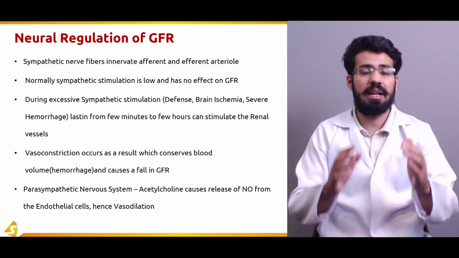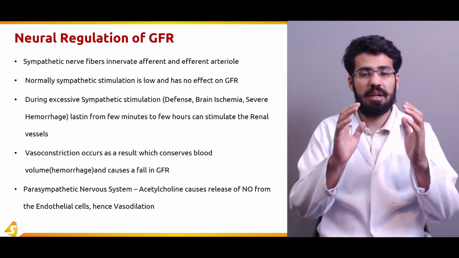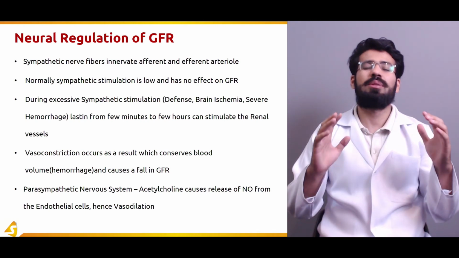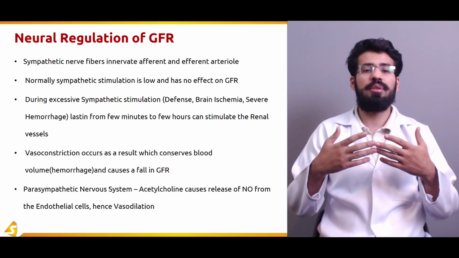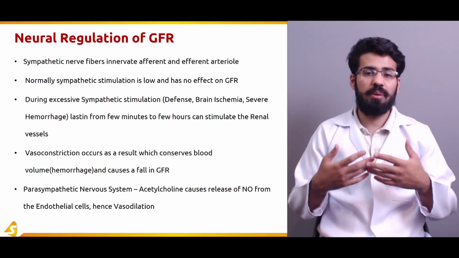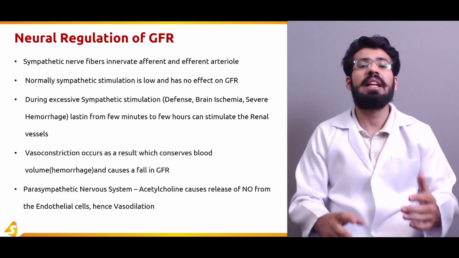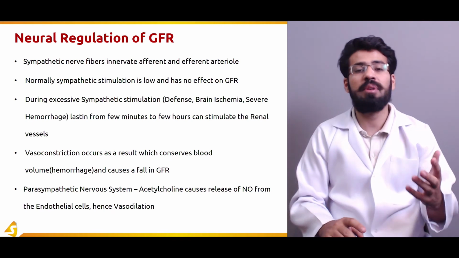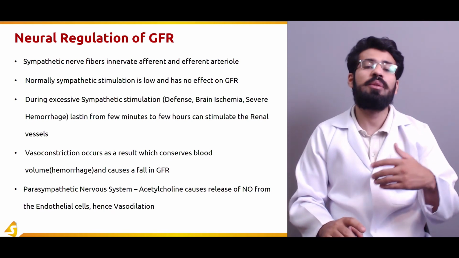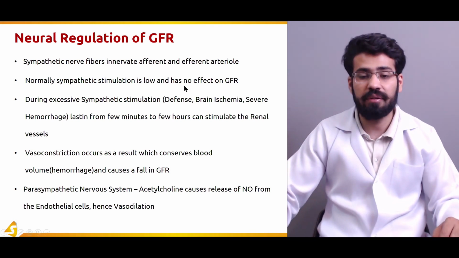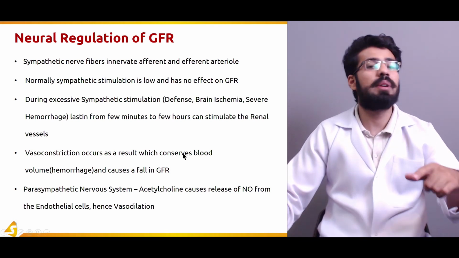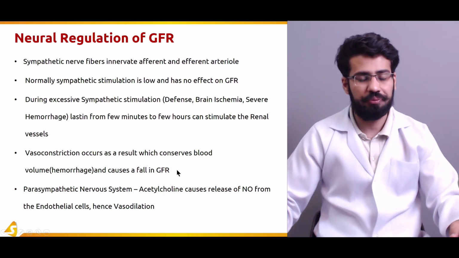Vasoconstriction means that the blood vessels are being constricted. When blood vessels are constricted, the volume of blood passing through these vessels will be reduced. In hemorrhage, what basically happens is bleeding, so there will be a minimum loss of blood. So this neural regulation of the GFR is very important if this point is to be considered.